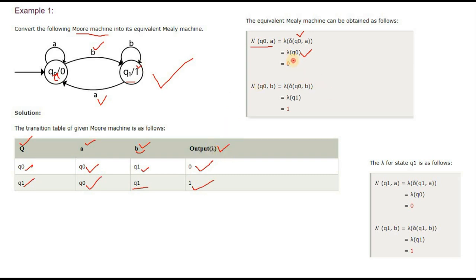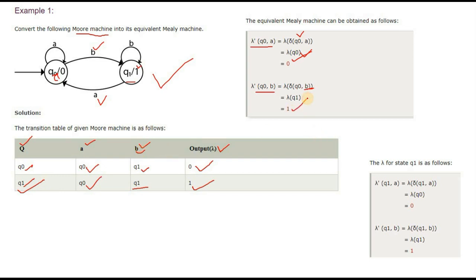In the same fashion, lambda of delta of Q0 comma B, second variable. So what is the answer for B? B also goes to Q1. So delta of Q1, what's the output? Output of Q1 is 1. So you know this is output. Output is 1.